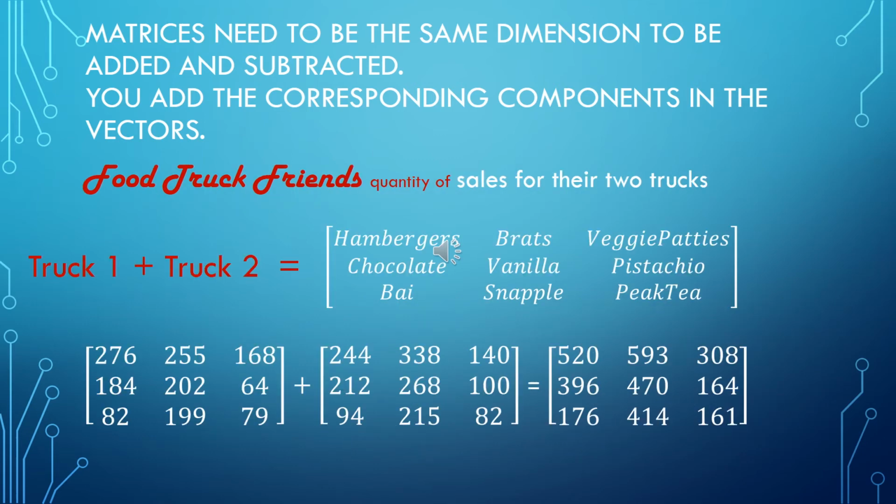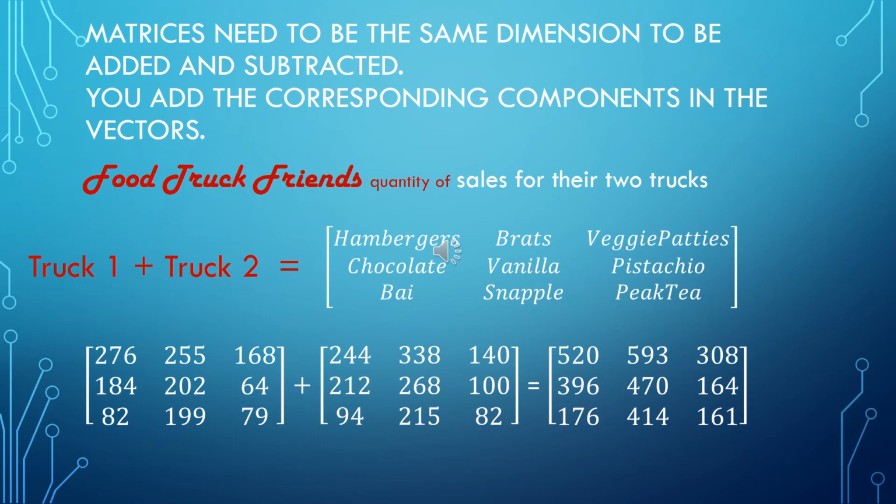Here we're finishing our application about the food truck friends, and we have some numbers here for the number of hamburgers, brats, and veggie patties, chocolate, vanilla, and pistachio ice cream, and Bai drinks, Snapple drinks, and Pete's tea. And if I add the two matrices, I see that a total of 520 hamburgers were sold, 593 brats were sold, 308 veggie patties were sold, 396 chocolate ice cream, 470 vanilla ice cream, 414 Snapples were sold, etc.